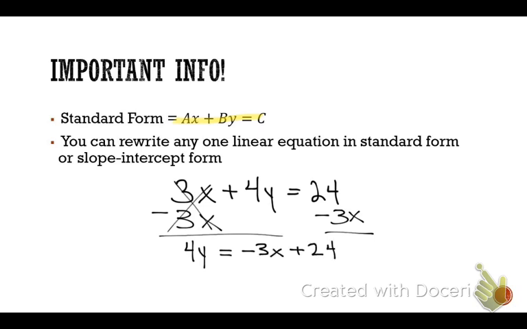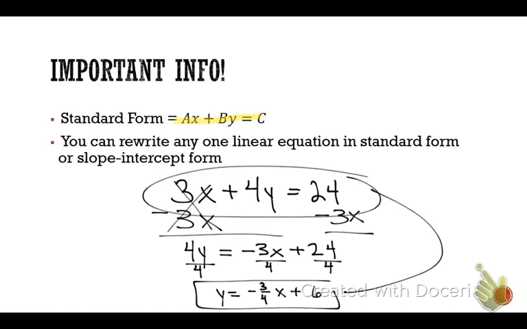Now what do I do? Anybody remember? Yes, divide the entire equation by whatever is connected to y. And now I have y equals negative 3/4 x plus 6. And now I'm ready to graph it. So what are we doing here? We're taking an equation that was in standard form and writing it in slope-intercept form. Basically, we just did example 1.